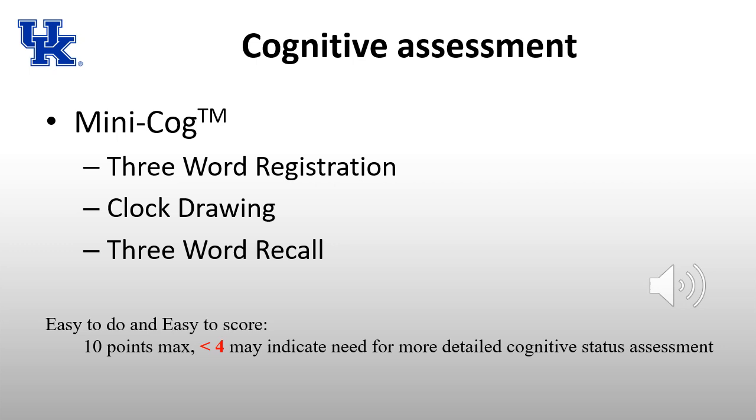It includes a 3-word registration. Then you ask your patient to draw certain configurations on a clock, and then you ask them to recall the 3 words you mentioned before. It's very easy to do, very easy to score, but you do need a person, meaning a healthcare provider, nurse, or nursing assistant, to go through that with the patient. You can reach a maximum of 5 points, and if the patient gets less than 4, this may indicate a need for a more detailed cognitive status assessment.